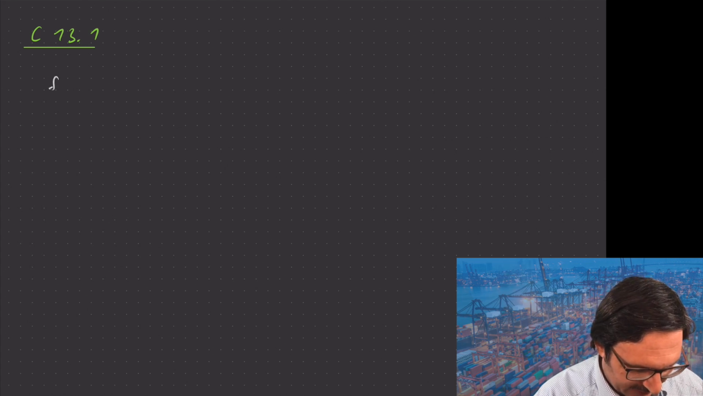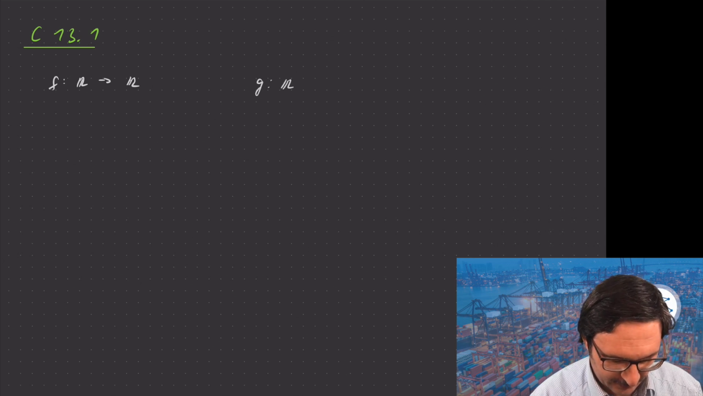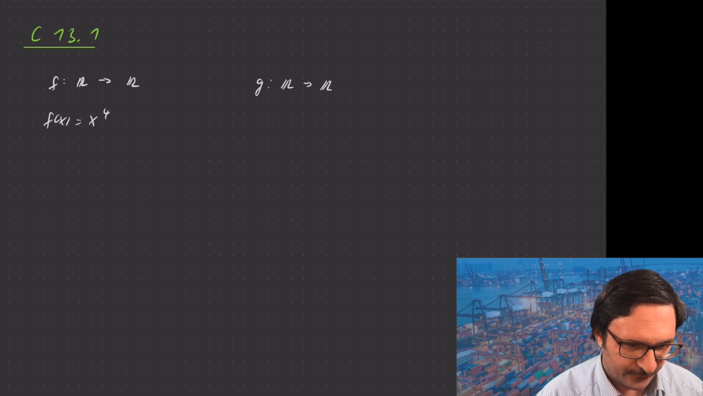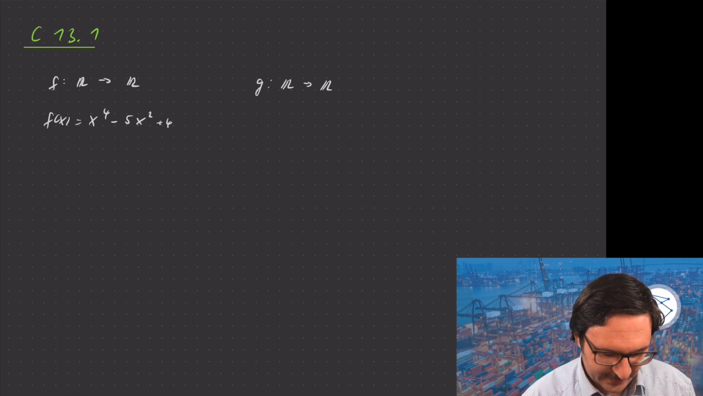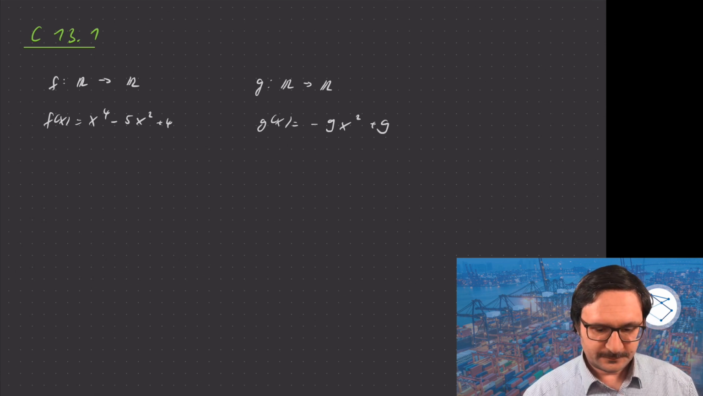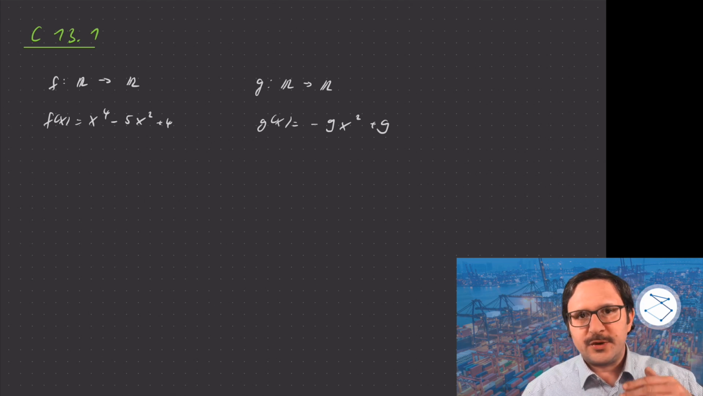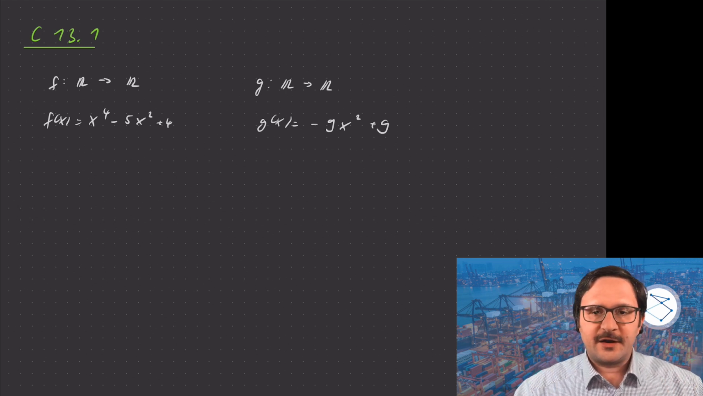So there are two functions. They're called f and g, both mapped from the reals to the reals. f is defined as x to the power of 4 minus 5x squared plus 4. g is defined as minus 9x squared plus 9. And the task here is to determine the intersection points of those two graphs and the area enclosed between the curves inside of these intersection points.